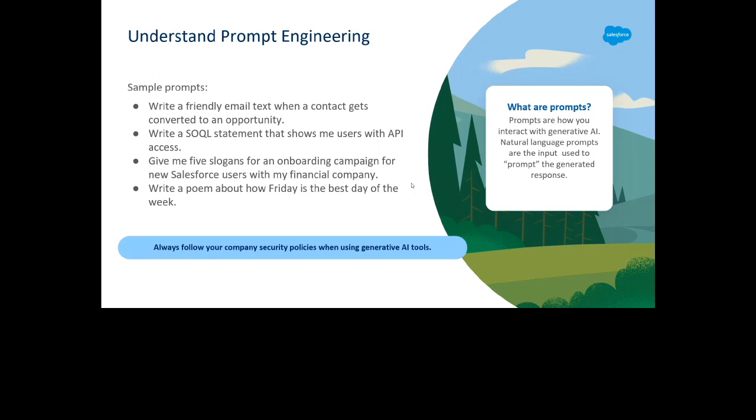If I want to create an email, I will say, okay, write a friendly email text when a contact gets converted to an opportunity. Or, suppose, give me a few slogans for the onboarding campaign for new Salesforce users. Or I can simply write, okay, AI tool, can you give me a poem written in simple English, or you can mention any other specific language you want your poem in. And of course, write a poem about Fridays.